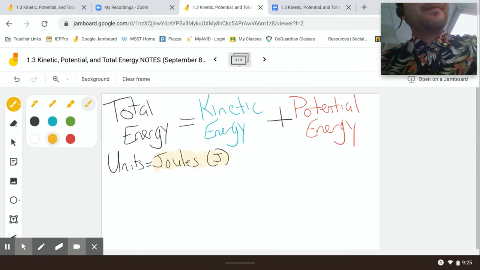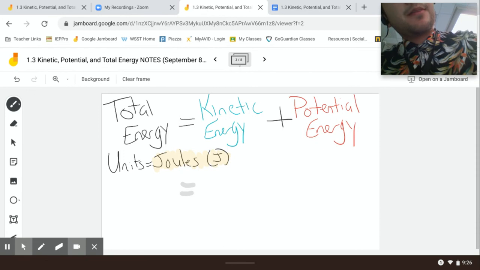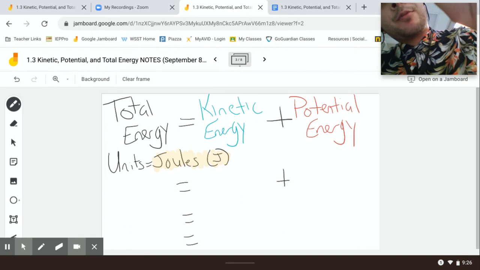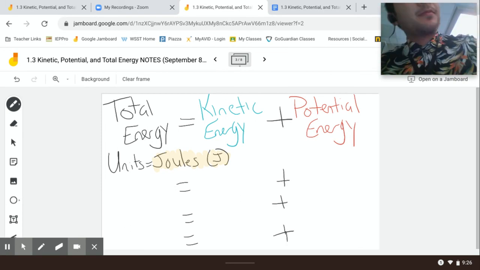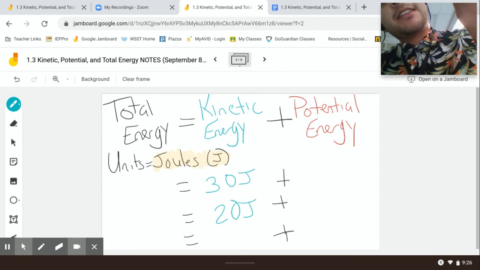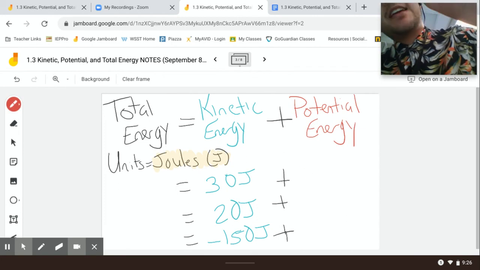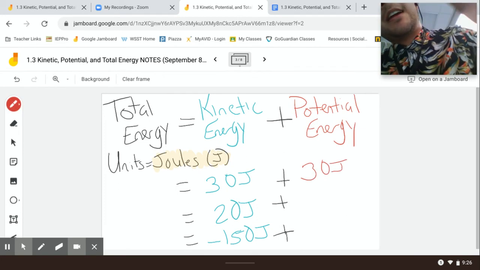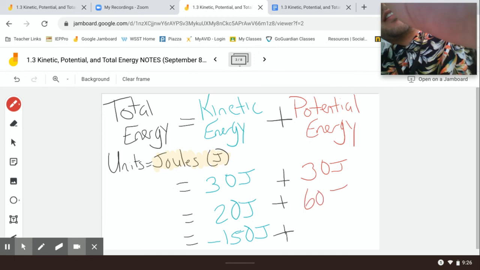Let's look at some quick examples. Let's say for kinetic energy we have 30 joules, 20 joules, and negative 150 joules. And then on the other side, for potential energy, let's say it's 30 joules, 60 joules, and 300 joules, okay?